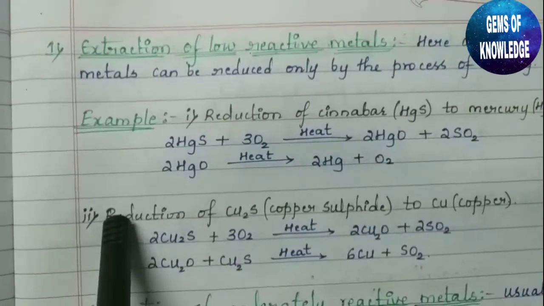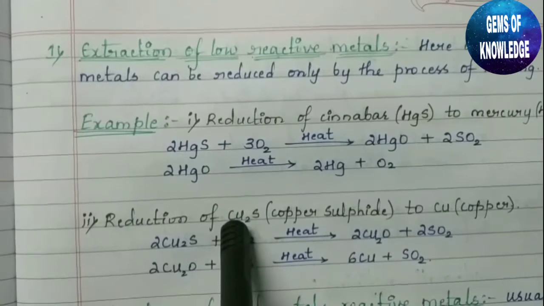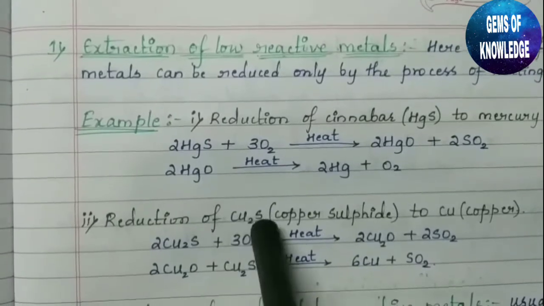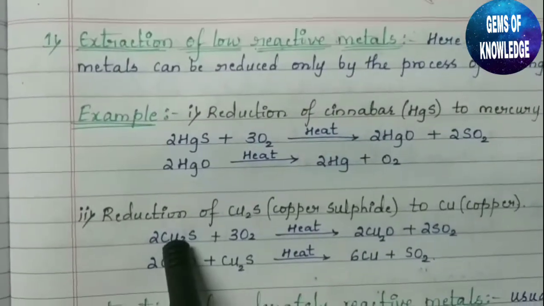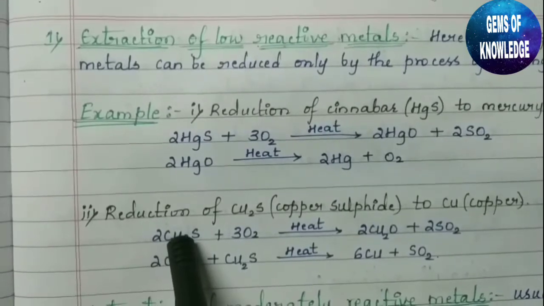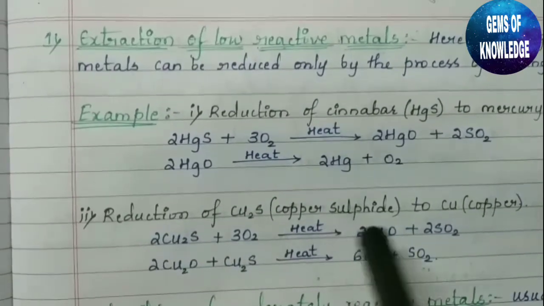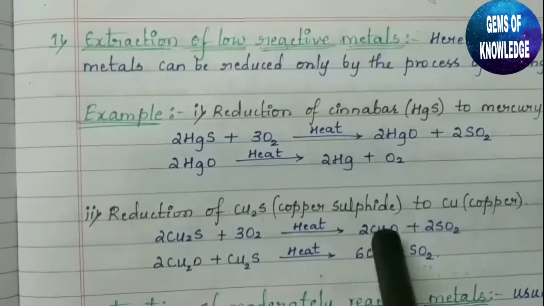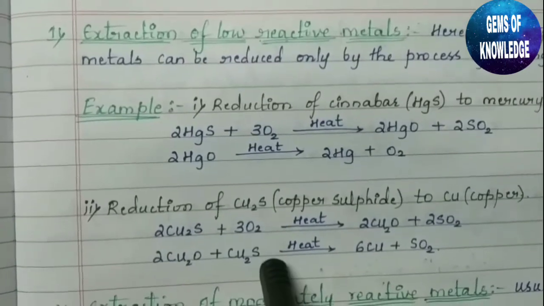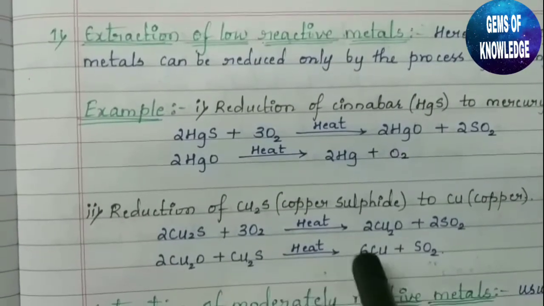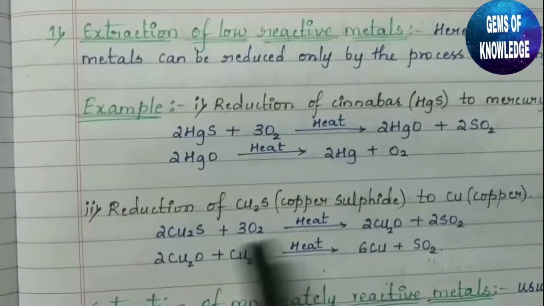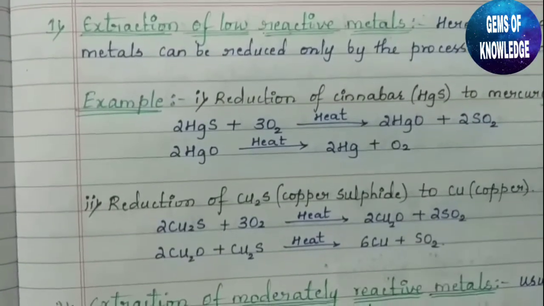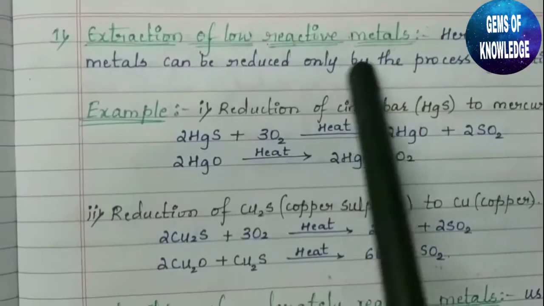Okay, this is in the case of cinnabar, that is, when mercury is mixed with sulfur. Similarly here you can see the reduction of Cu2S, that is copper sulfide. How can we convert the sulfide of copper to copper? Again we have to heat this copper sulfide with oxygen in the presence of heat. So we are going to get copper oxide and SO2. Then again when this copper oxide is heated with the sulfide ore, we are going to get copper, and sulfur dioxide will be released.